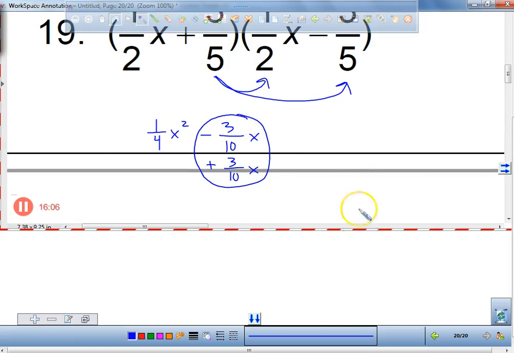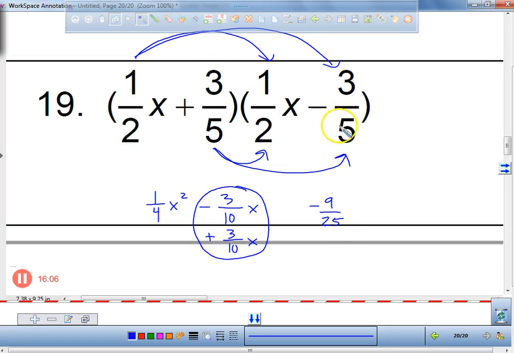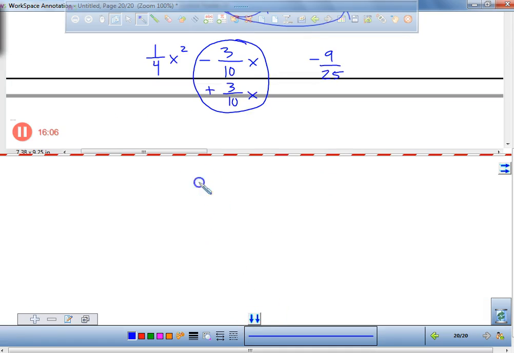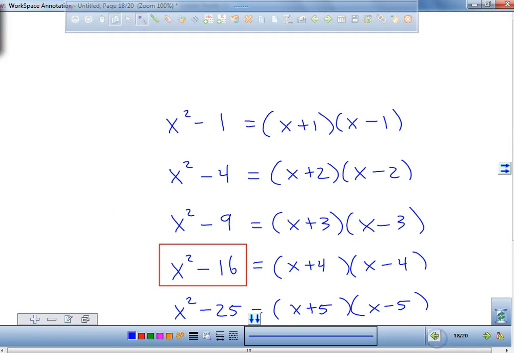Oh, this is a difference of squares. And then the last thing we have to do is a positive 3/5 times a -3/5. And that gives us -9/25, because 3 times 3 is 9 and 5 times 5 is 25. So our final answer is 1/4 x squared minus 9/25. What was this another example of? Anybody? Difference of squares.